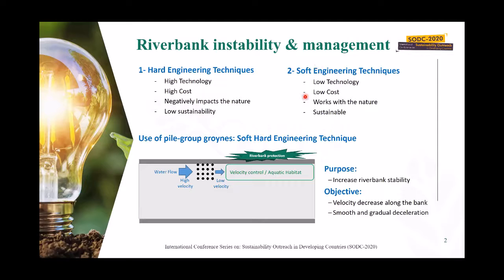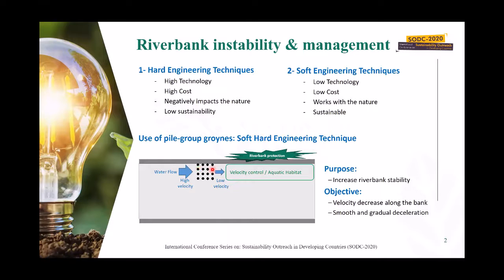And there is another technique which is called soft engineering techniques to improve riverbank instability, and it contains bank nourishment or land management or bank stabilization by planting some trees along the bank to stabilize the bank. This method requires low technology, low cost, and it also works with the nature, consequently resulting in a sustainable method.